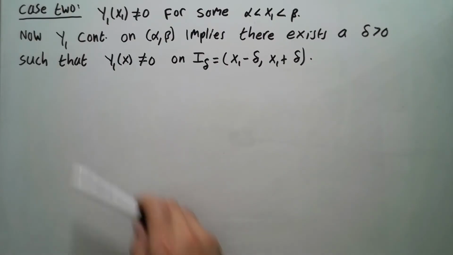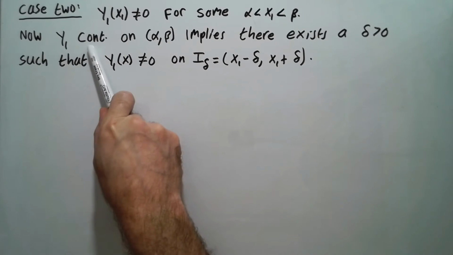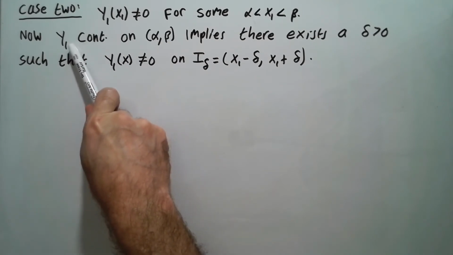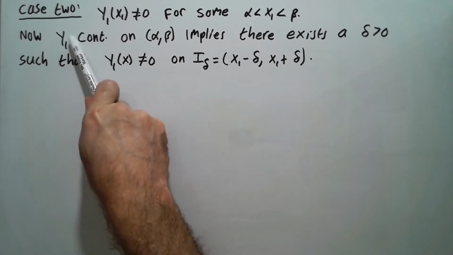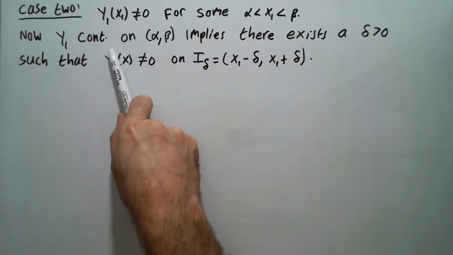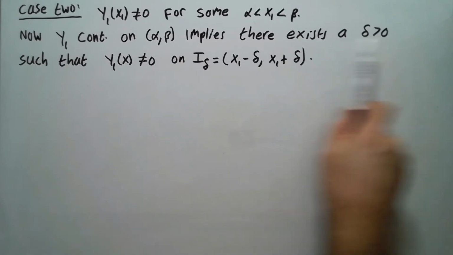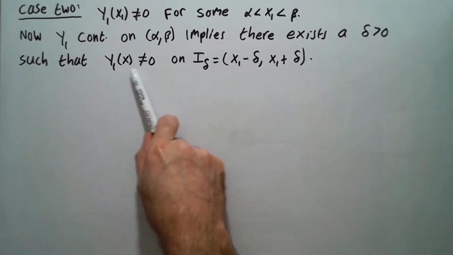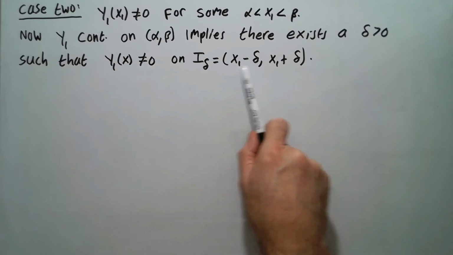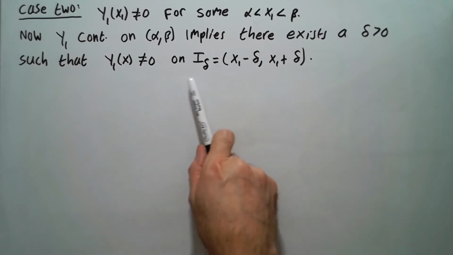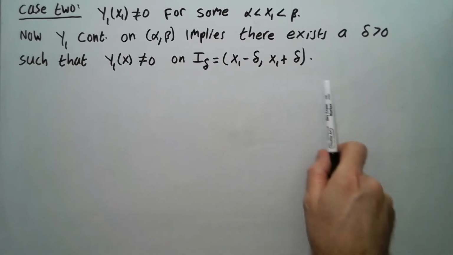Okay, so now I'm going to use the fact that y1 is continuous. It's continuous because the first and second derivatives exist, because we're assuming it's a solution of that original differential equation. So it's continuous on alpha beta. This implies there exists a delta such that y1 of x is not equal to 0 for all x in this interval here, which I'm calling I subscript delta. So let me explain this a bit better in the picture here.